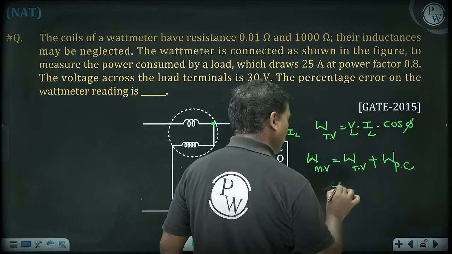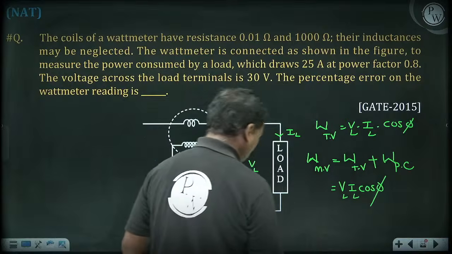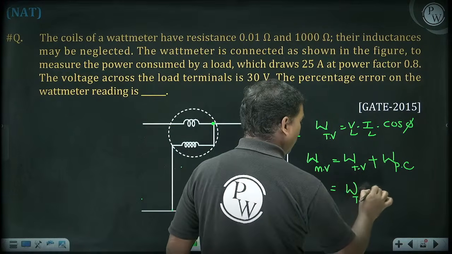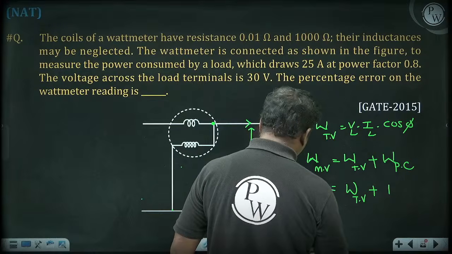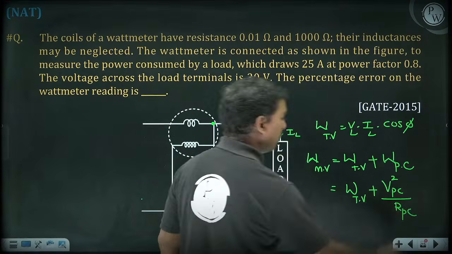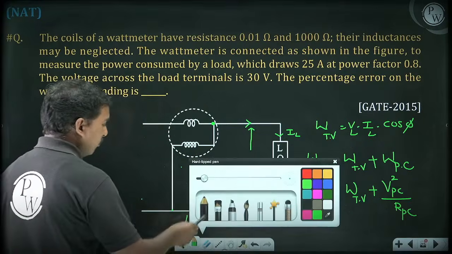Okay, so that is VL IL cos phi. That is the true value. In addition to the true value, we are going to have the pressure coil power, that is V square by R. What is this? V square by the resistance of the pressure coil. So note down. First we will go for these notations.